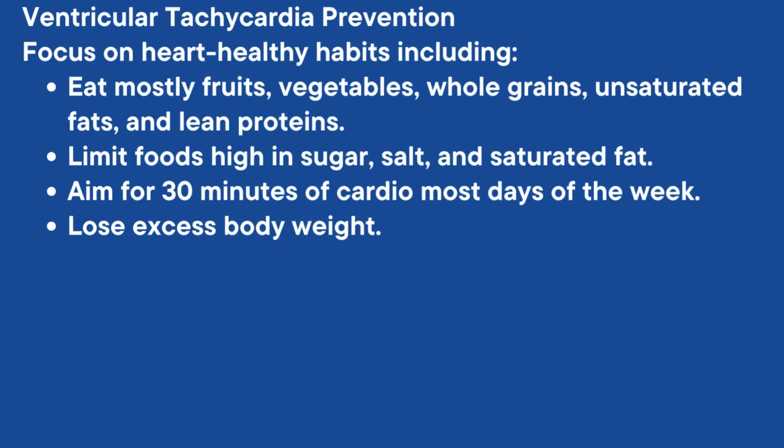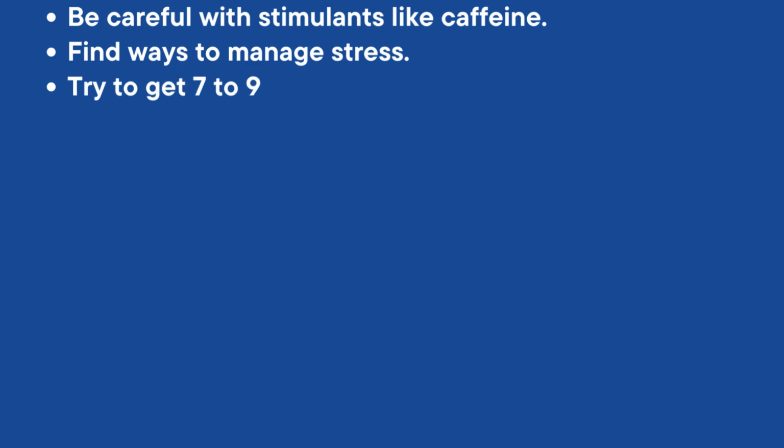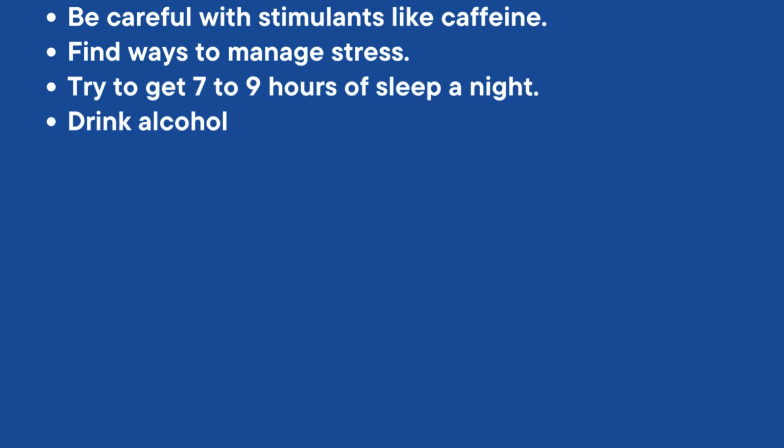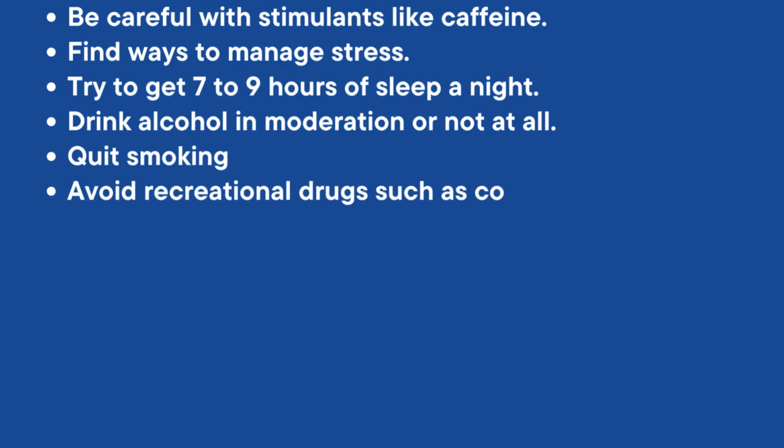How to prevent ventricular tachycardia? Focus on heart-healthy habits, including eating mostly fruits, vegetables, whole grains, unsaturated fats, and lean proteins. Limit foods high in sugar, salt, and saturated fat. Aim for 30 minutes of cardio most days of the week. Lose excess body weight. Be careful with stimulants like caffeine. Find ways to manage stress. Try to get 7 to 9 hours of sleep a night. Drink alcohol in moderation or not at all. Quit smoking. Avoid recreational drugs such as cocaine or methamphetamines.